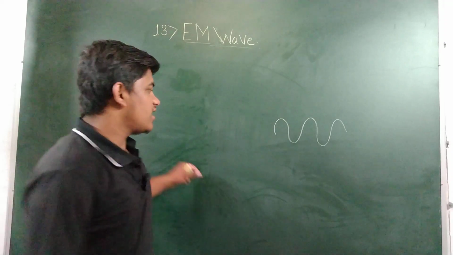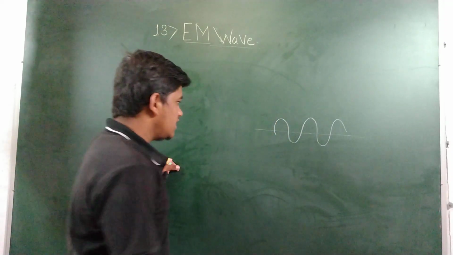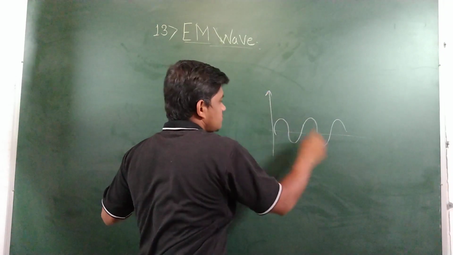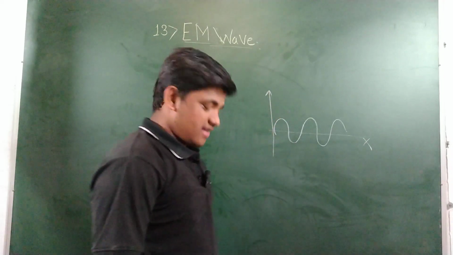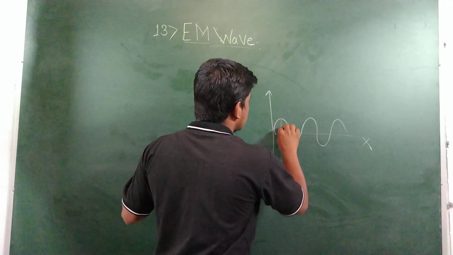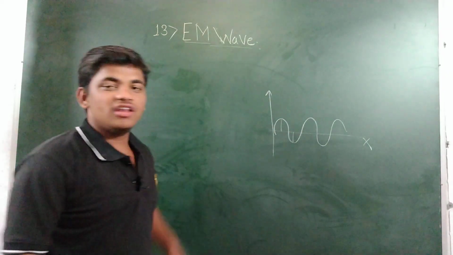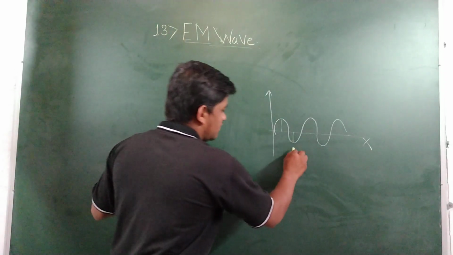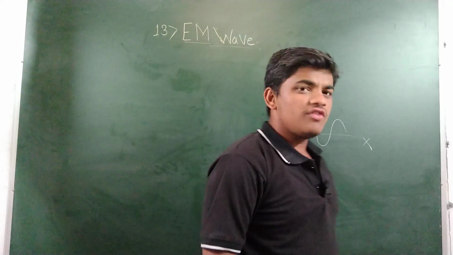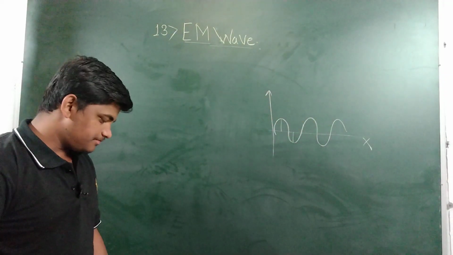I will draw one axis in the center. This is the principal axis, this is the y-axis, and this one is the x-axis. The half portion along the positive y direction is the crest, and the other half of the wave follows along the negative y direction. This is the trough: crest and trough. This is the sinusoidal wave nature of electromagnetic waves. These waves are also called light waves.